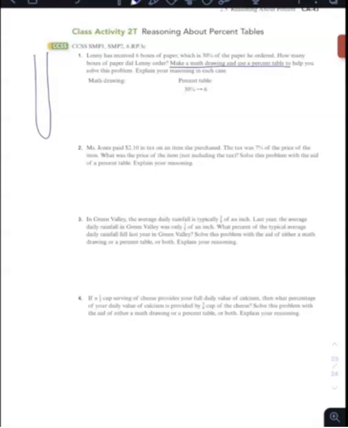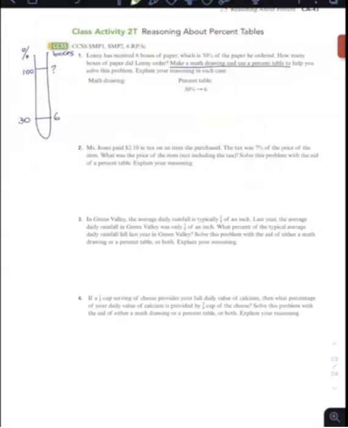First of all, we have Lenny, who's received 6 boxes of paper, which is 30% of the paper he ordered. So we have a percentage and we have boxes. So he received 6 boxes, which is 30%. This statement is actually telling us he only received part of the order, which is only 6 boxes or 30% of the order. What we want is how many boxes did he actually order, so we're looking for what was that full order, what was that 100%.